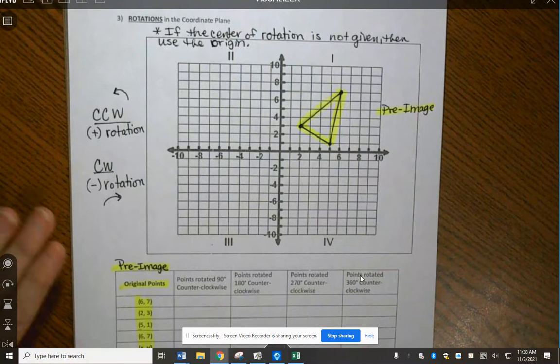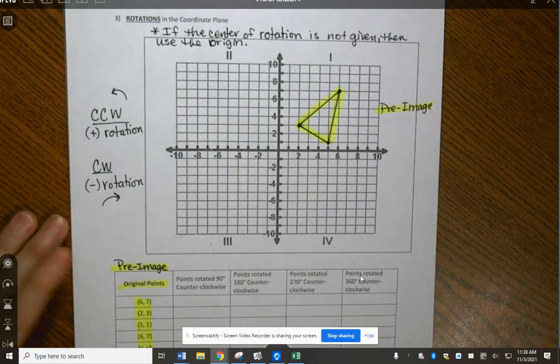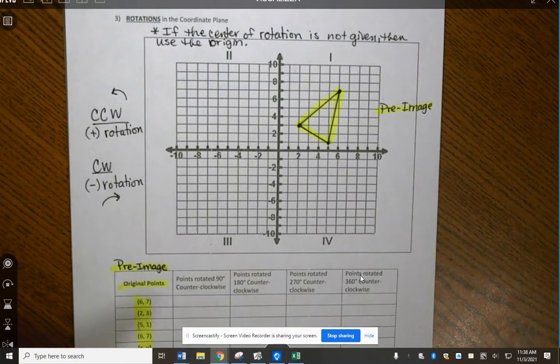All right, we're looking at transformations, packet 1, page 3, rotations. If the center of rotation is not given or provided for you, then you're going to use the origin to be that center of rotation. You have to know what the center of rotation is. Also, you have to know the direction that you're going to rotate.